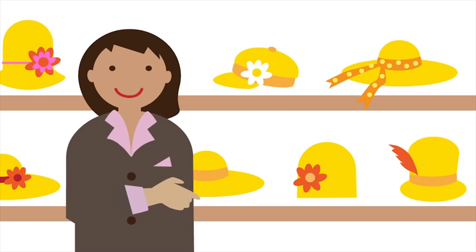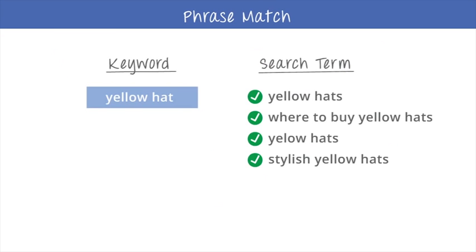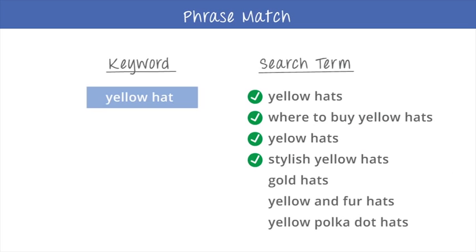When Sarah creates a new line of yellow hats, she decides she wants to get more targeted with her keywords. By using the phrase match keyword yellow hat, she can reach customers who search for yellow hats and also for phrases like where to buy yellow hats and stylish yellow hats. But since phrase match doesn't allow for synonyms or additional words that break up the keyword, her ads won't show on searches for gold hats or yellow and fur hats.